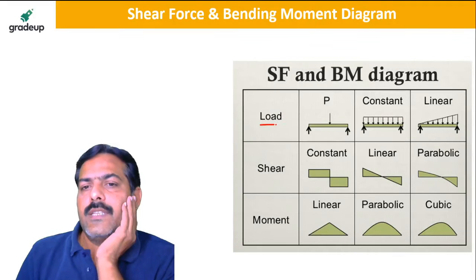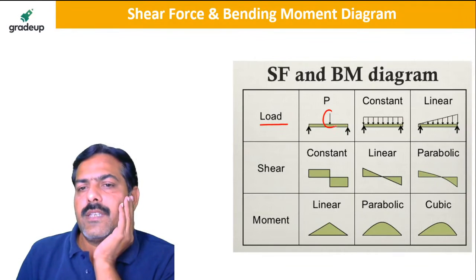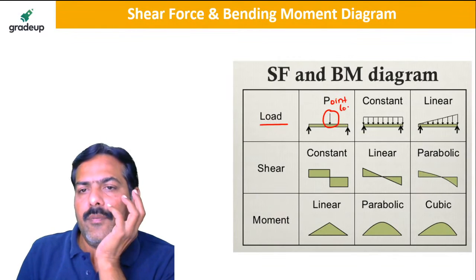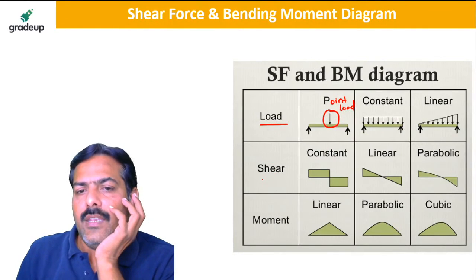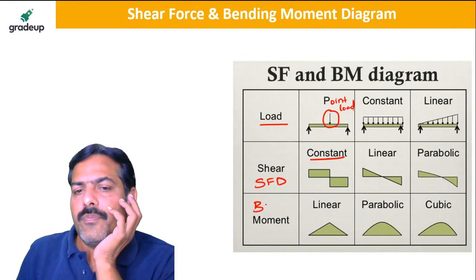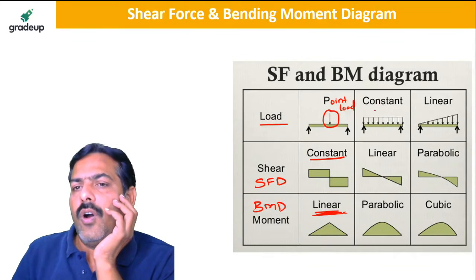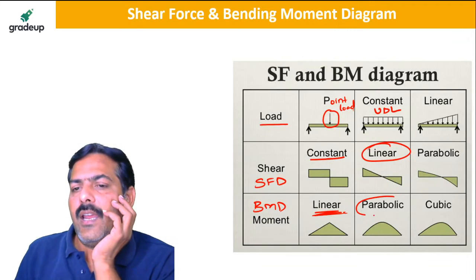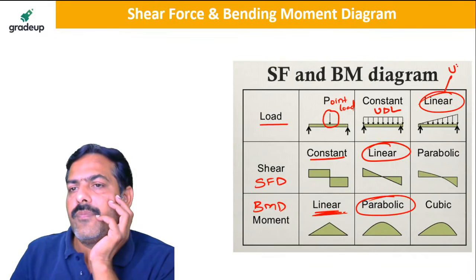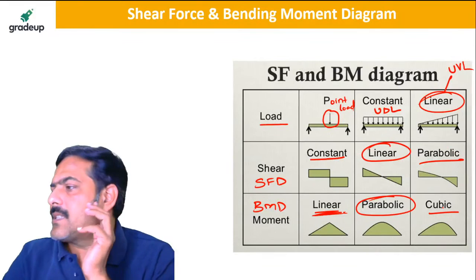So when the load is a point load acting here, your SFD is constant and BMD is linear. For UDL, your SFD is linear and BMD is parabolic. And for a linearly varying load, which is UVL, your SFD is parabolic and BMD is cubic.